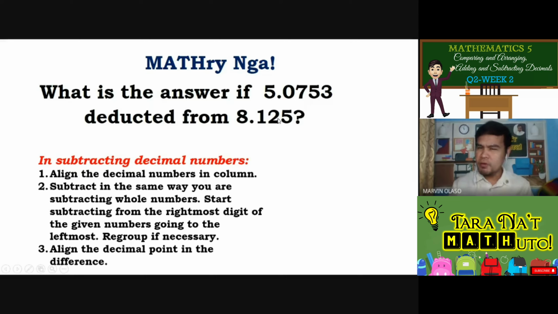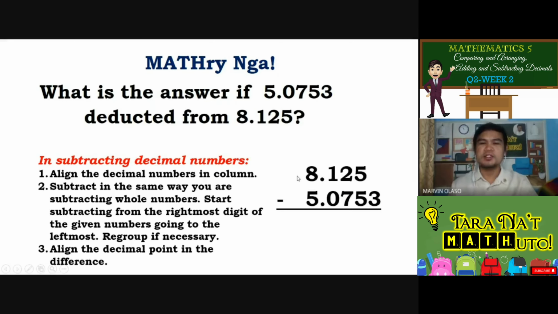So be careful, no? So choose which is the minuend and which is the subtrahend. By the way, did you still remember what do we mean by minuend and subtrahend? The larger number is the minuend and the lower number is the subtrahend. Be careful. When we are talking of this one, we have the word from. Ibig sabihin, yun yung minuend. Kasi dun manggagaling yung bawas. Ito yung ibabawas natin. Okay, so we have now 8 and 125,000 ang ating minuend and we have now 5 and 753 ten thousandths ang ating subtrahend.